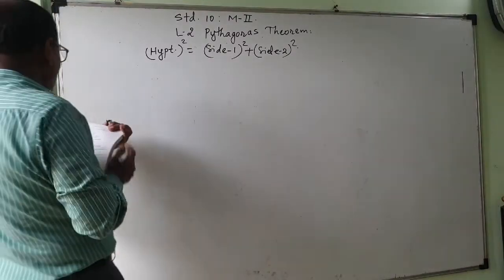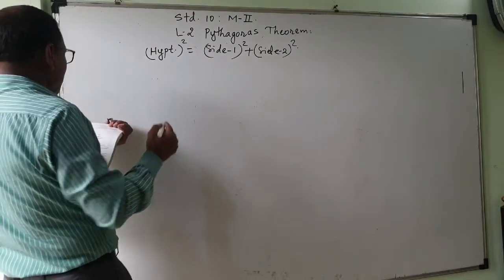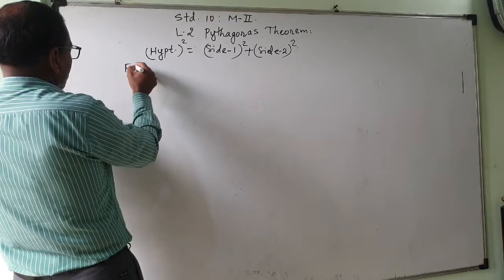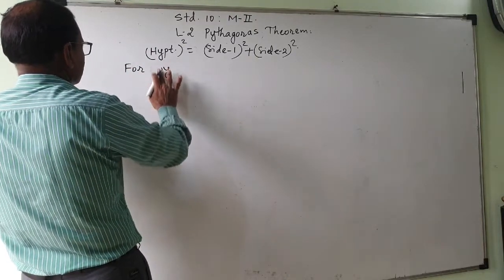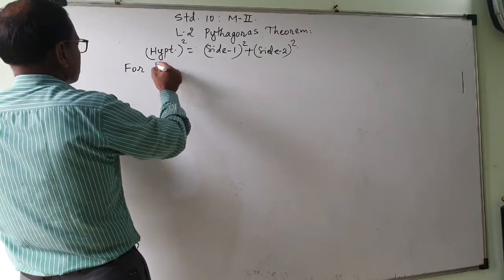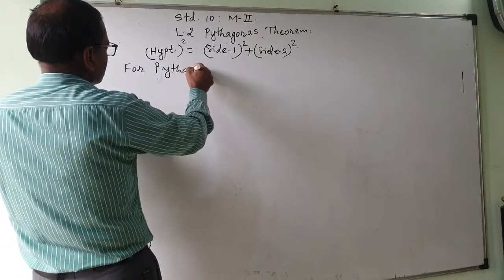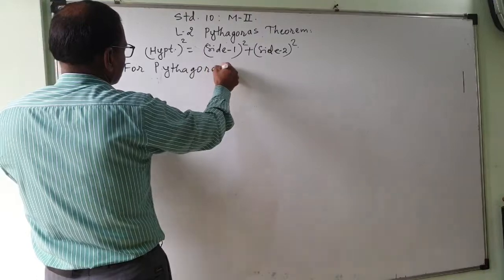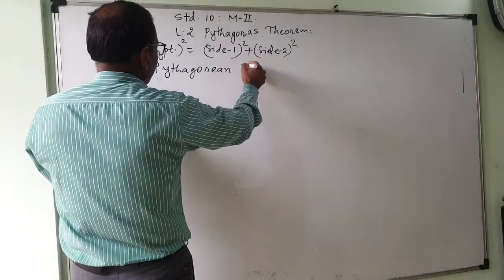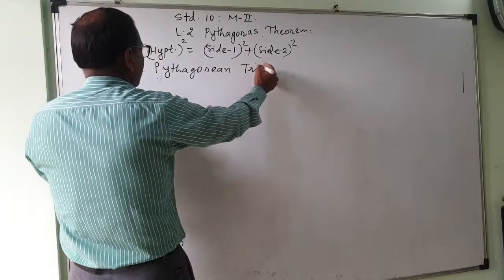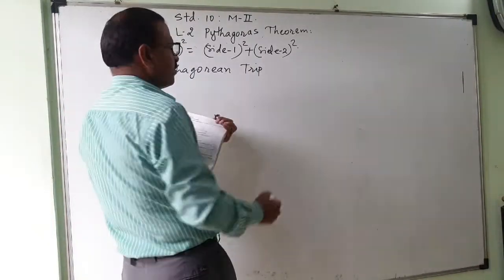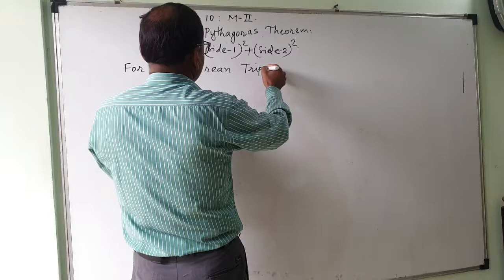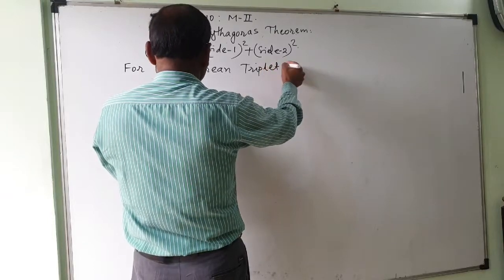There is one empirical formula for a Pythagorean triplet. What is meant by Pythagorean triplet? It means three numbers. One will be the hypotenuse and the other two will be the remaining two sides. Triplet.